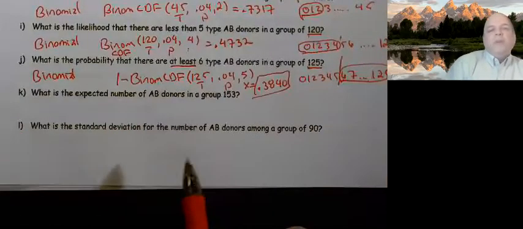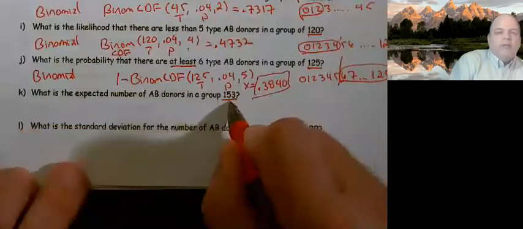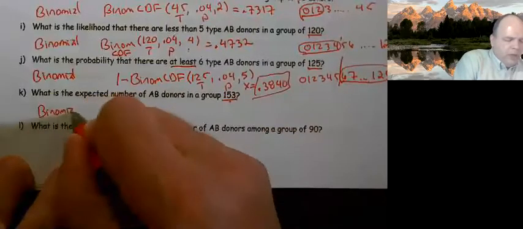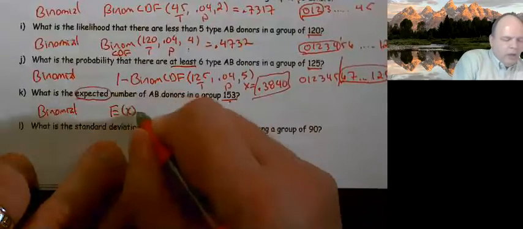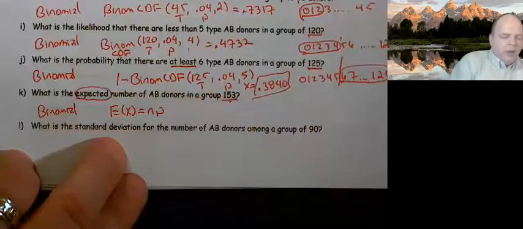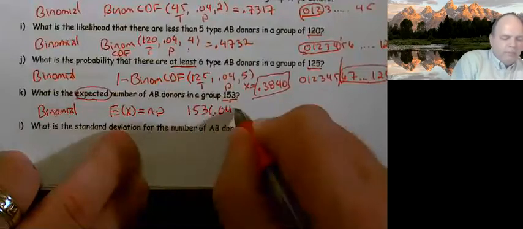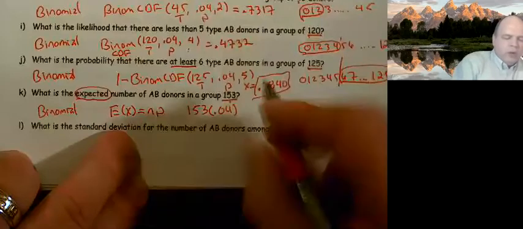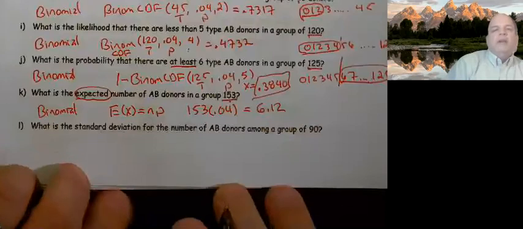So what is the expected number of AB donors in a group of 153? First off, I have a specific number of trials, which tells me this is a binomial. I see the keyword expected, so the expected value is going to be NP. I need to use that formula. Well, N is 153. My probability is still 0.04. And 153 times 0.04 equals 6.12. So I expect there to be 6.12 people.